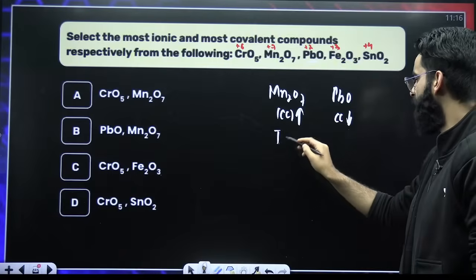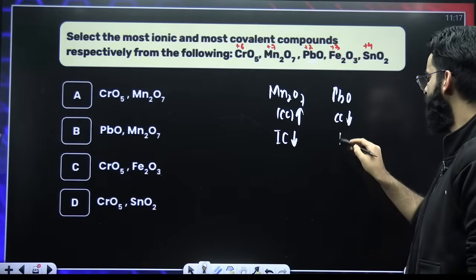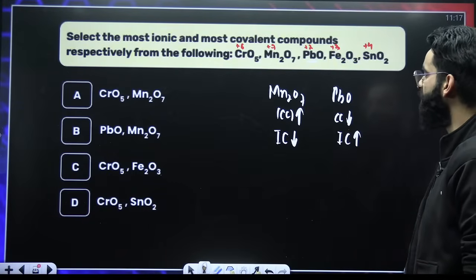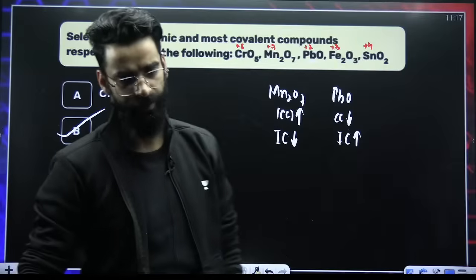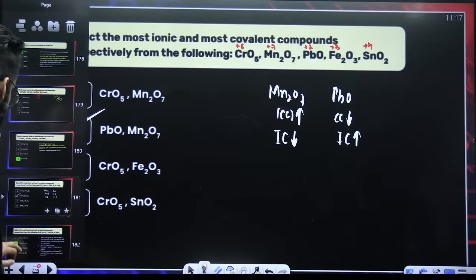That means this is minimum ionic. This is most ionic. So the answer is going to be PbO, Mn2O7, right? Option B is the one which is correct. All of you are perfectly right. Good job, guys.